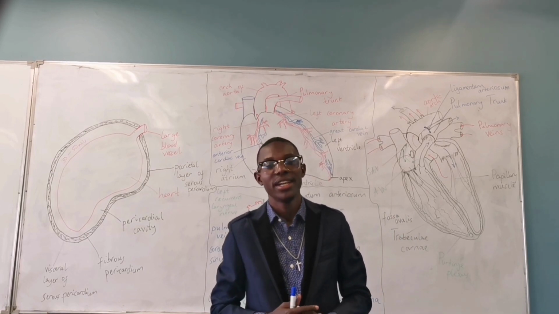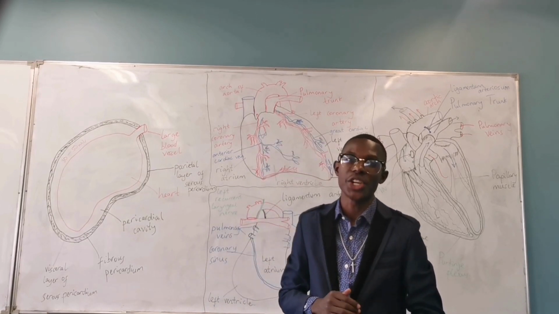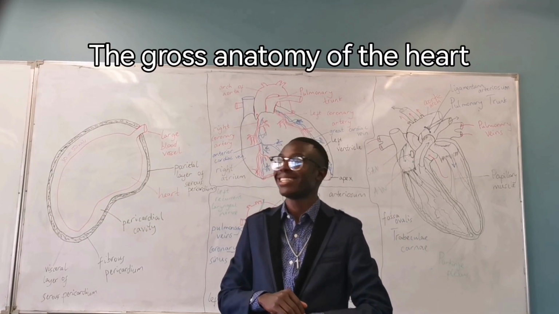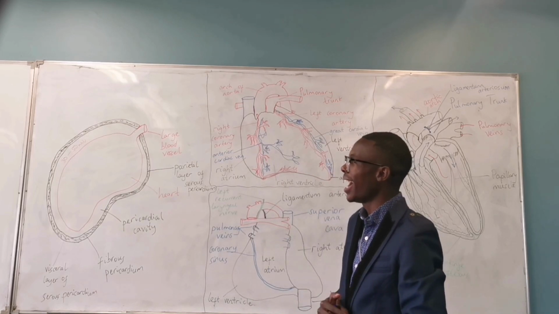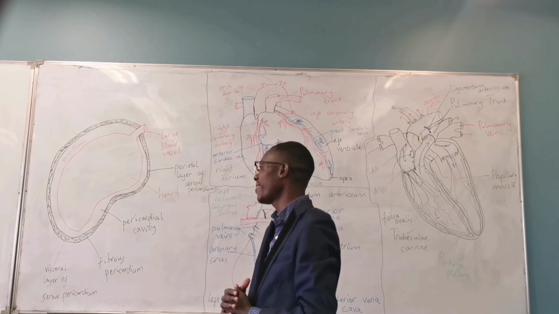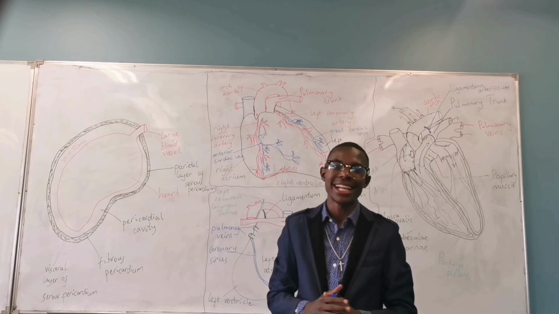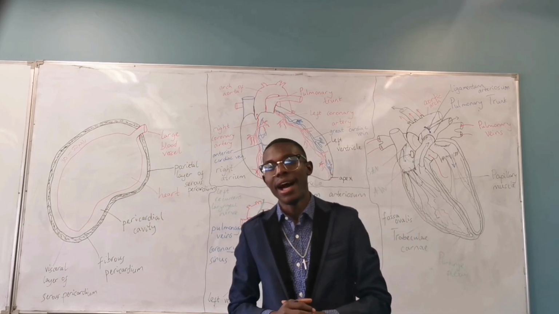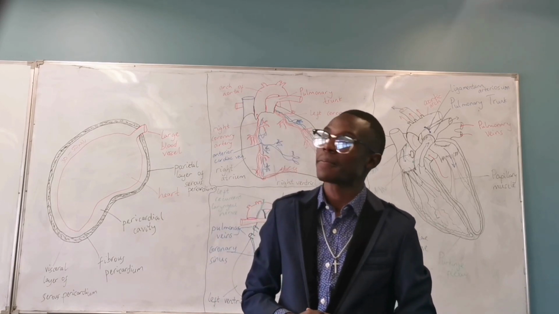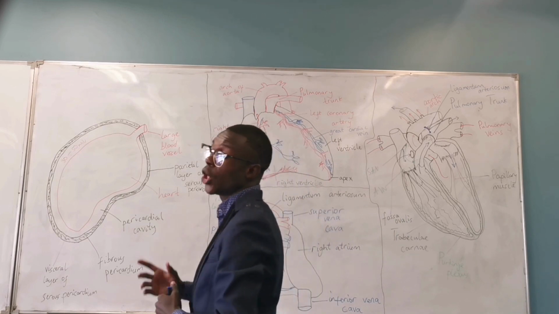I'm Gonzalo Zimboa. Today I'm going to take you through the gross anatomy of the heart. We are going to talk about the location of the heart, the covering of the heart, the borders and the surface of the heart, the chambers of the heart, and also the great blood vessels. So I'll start with the location of the heart.